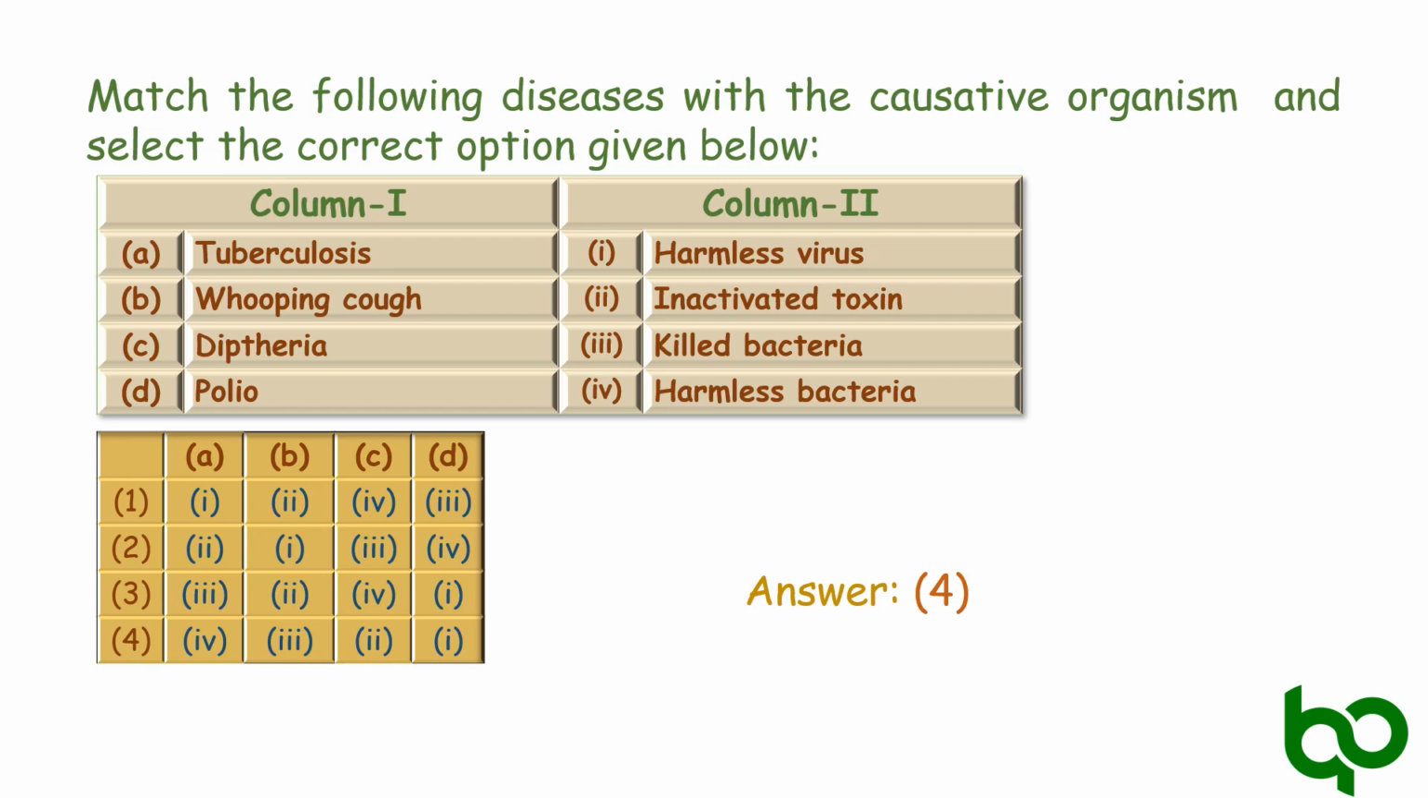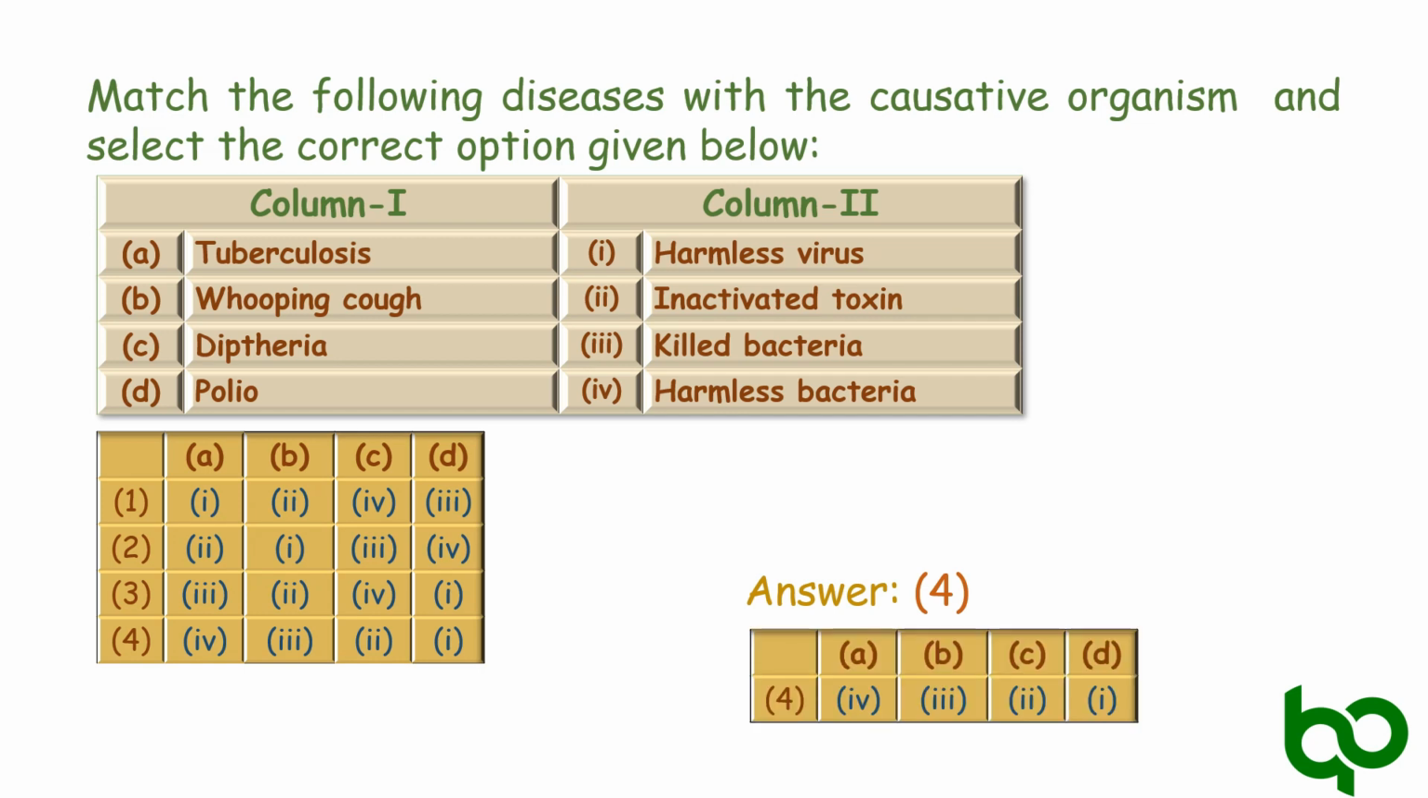tuberculosis is caused by a harmless bacteria, whooping cough is caused by killed bacteria, diphtheria is an inactivated toxin. Diphtheria can be treated with inactivated toxin, and polio is caused by a harmless virus. This will be the answer, option 4.